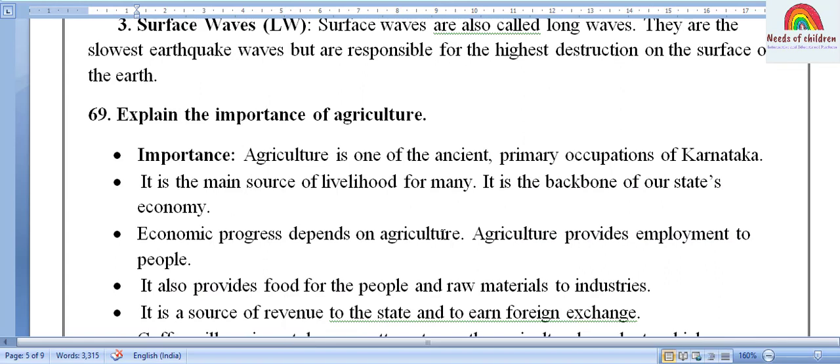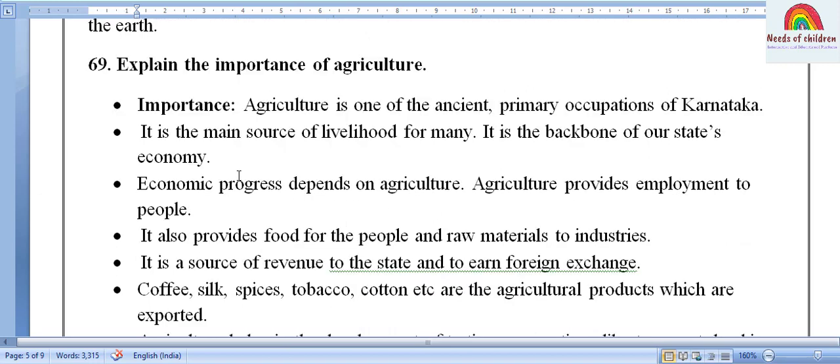Dear friends, question number 69. Explain the importance of agriculture. Friends, this question we can get the answer from 9th standard as well as 10th standard. In 9th standard, the lesson name called as Land Resources of Karnataka, whereas 10th standard Indian Land Resources. From both the lessons you will get the answer for this question. So let's come to what is the answer for this question.